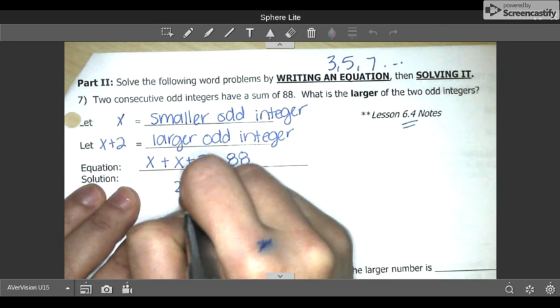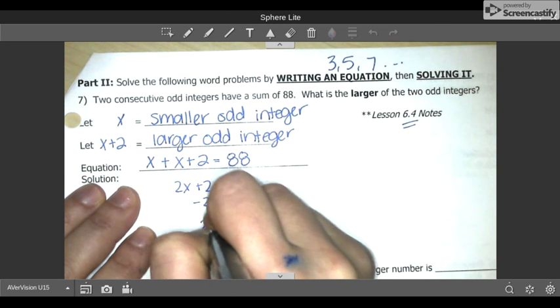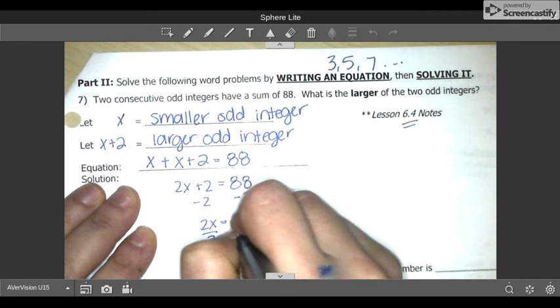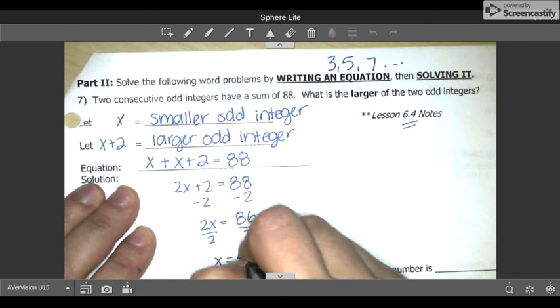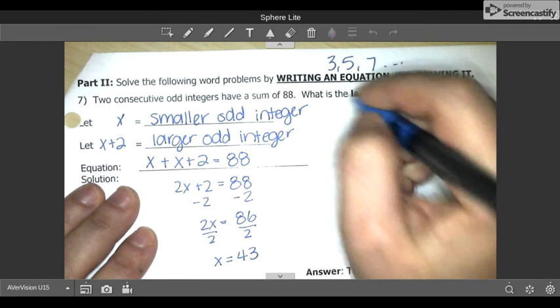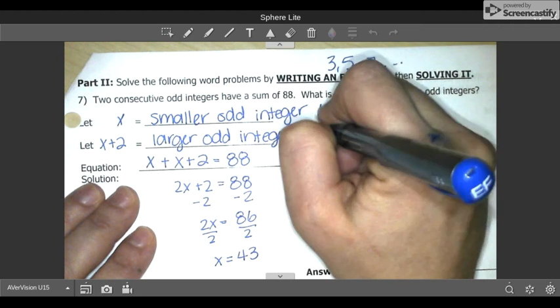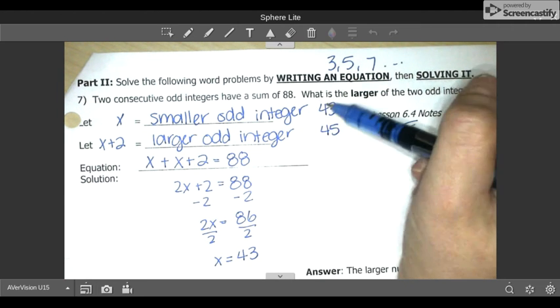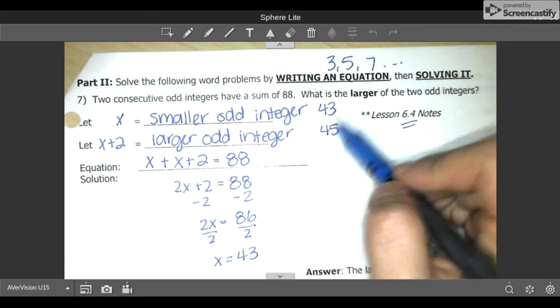You're going to take away 2 from both sides. 2x equals 86. Divide by 2, x equals 43. So 43 would be the smaller one, and 45 would be the larger one. Double check. Do they have a sum of 88? Yes.